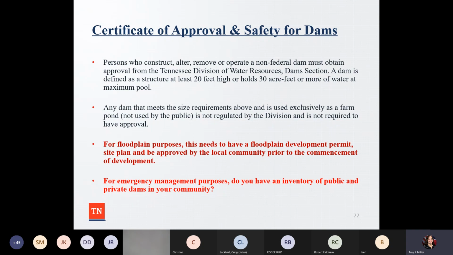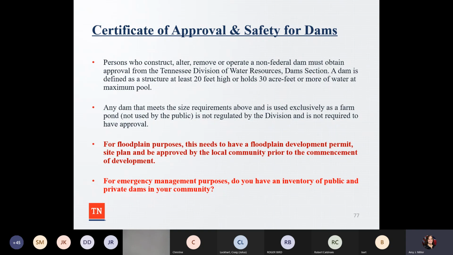Now, the reason why we asked this is when I first started this job, there was a community where an Amish man had built a dam on his property and it breached and 7 homes got flooded. So that's one thing to talk about from an emergency management standpoint, from a floodplain management standpoint: how many dams do you have in your community?